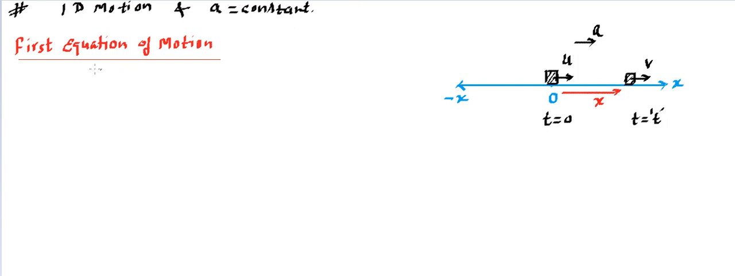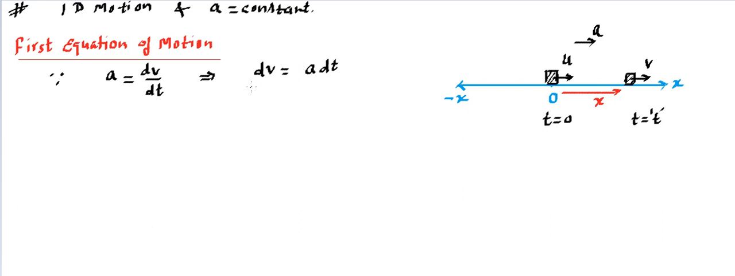Now, as per the basic definition that we have just jotted down, this acceleration is defined as dv by dt. So you will say, okay, this can be rewritten as a dt is equal to dv, that is, dv is equal to a dt.